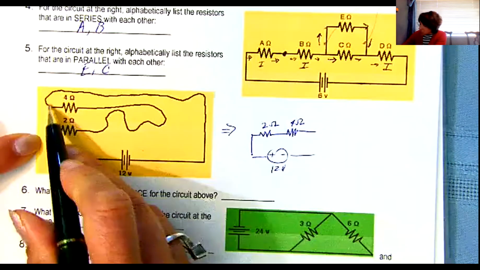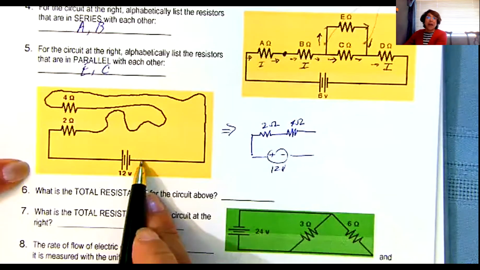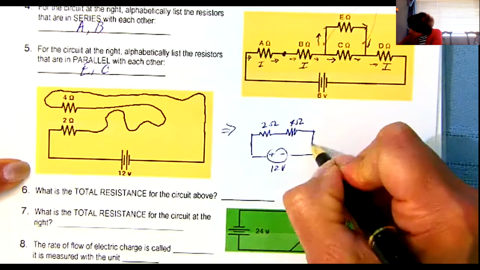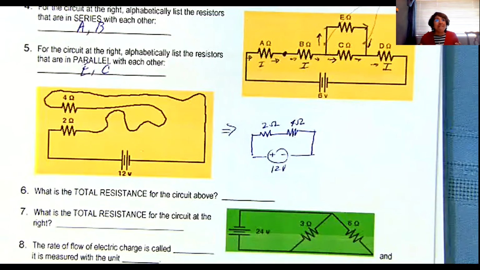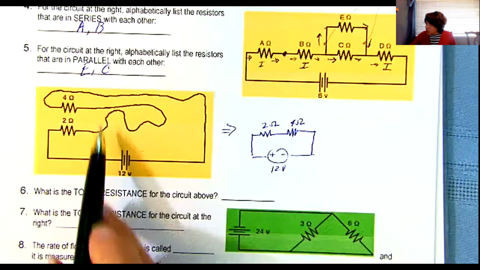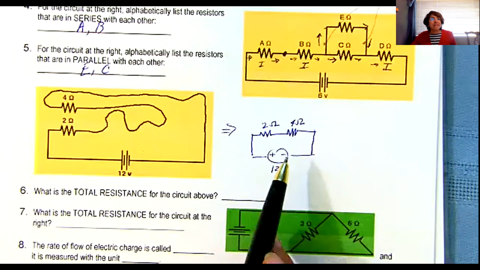And the other side of the 4 ohms connects with the other side of the battery, huh? I want to make sure, does everybody see that? You see that? Let me see. Josue, explain to me why I can redraw this circuit like that.